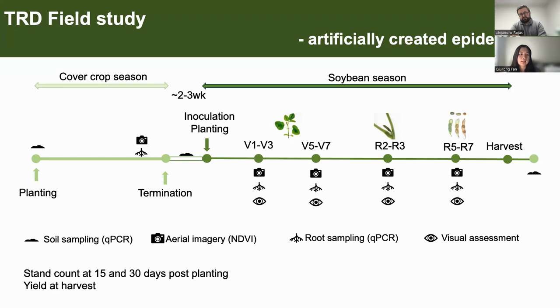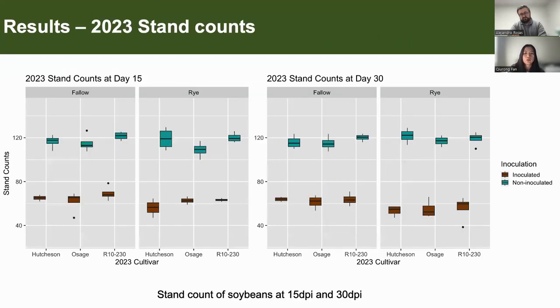The additional data collected in this field study are the stand count at day 15 and day 30 post-planting, and yield data at harvest. Here we want to show you the stand count data from our Taproot Decline field trial from this year. We have stand counts from day 15 and day 30 post-planting, respectively. We have cultivars at different tolerance levels on the x-axis, and the y-axis is the stand counts, with the left panel being day 15, and here is day 30.